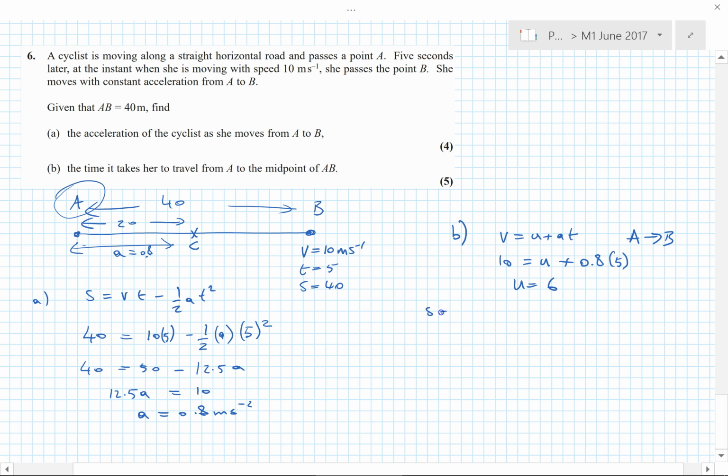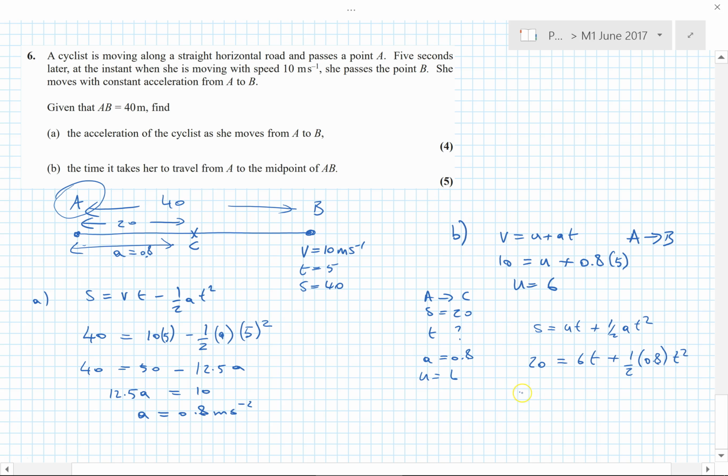We also know that s is 20, because we're now going from A to C, because we want the time it takes to go from A to C. We know the acceleration is 0.8. And we also know now that u equals 6 from that. So we can use s is equal to ut plus half at squared. So s is 20 is equal to ut, so that's 6 times t, plus half times 0.8 t squared.